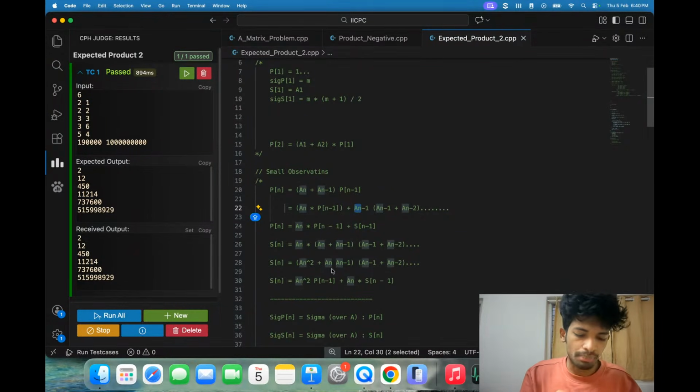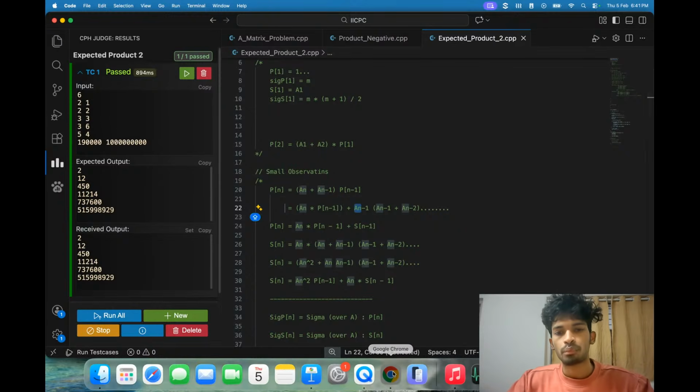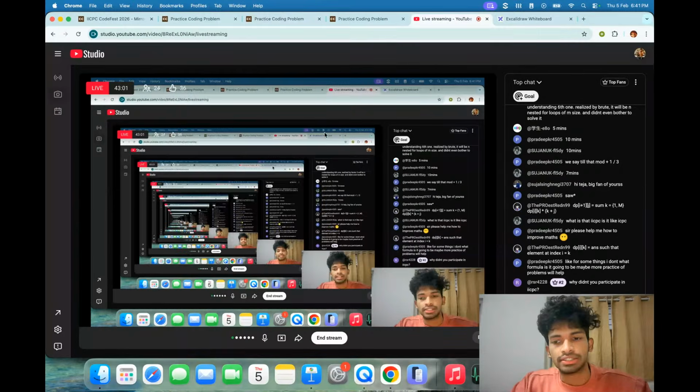The try was to separate an from other things, because in this they mixed an with an minus 1, right? The try was to separate an and an minus 1, so that you can write some recurrence. Recurrence in the sense you can write some equations for length n with respect to length n minus 1. I hope that's clear.